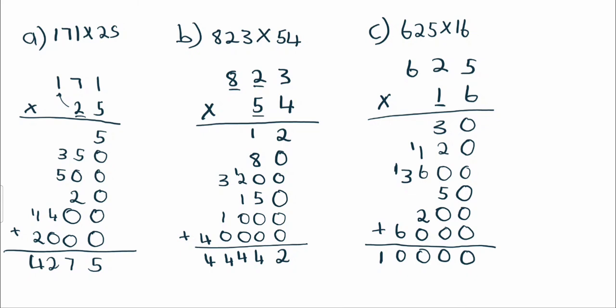And that's how you multiply 3-digit by 2-digit numbers.